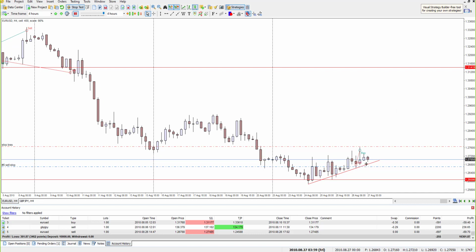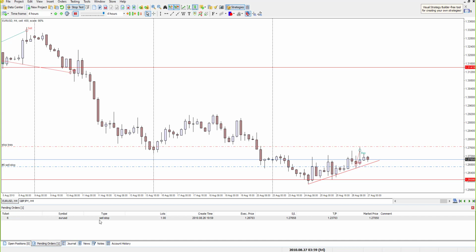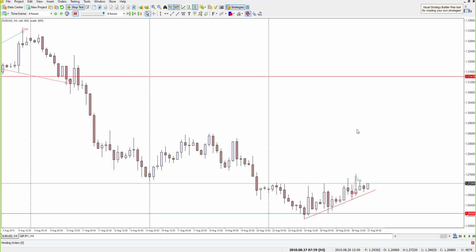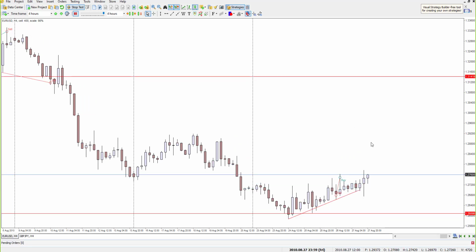All right, there's my two candle rule. The market did not trigger my sell stop in two candles, so I go delete, right? And that's how it works. Delete.